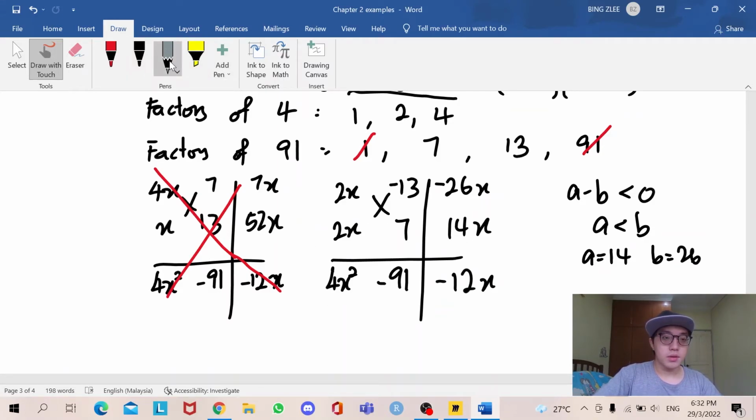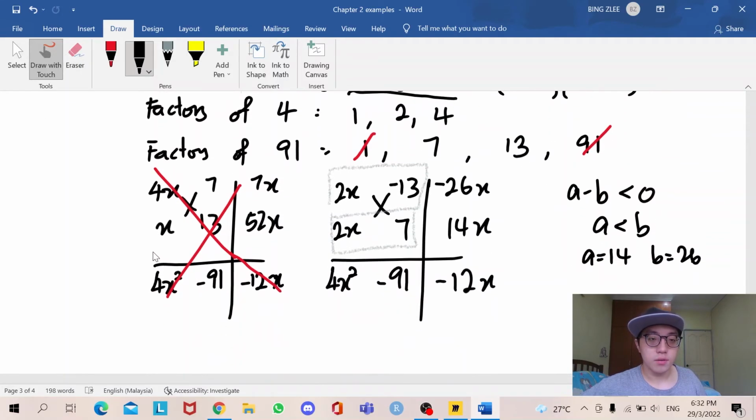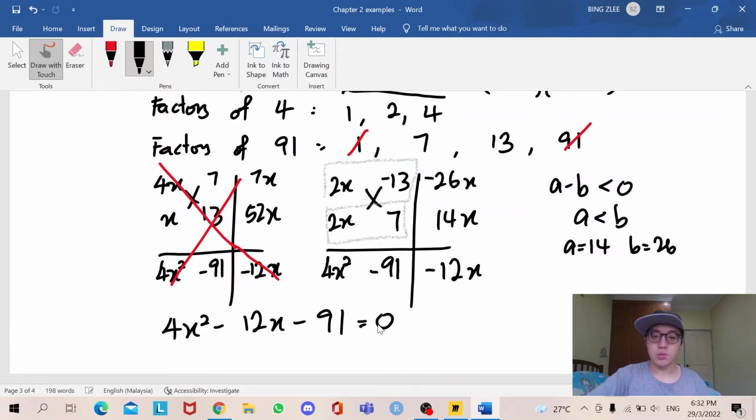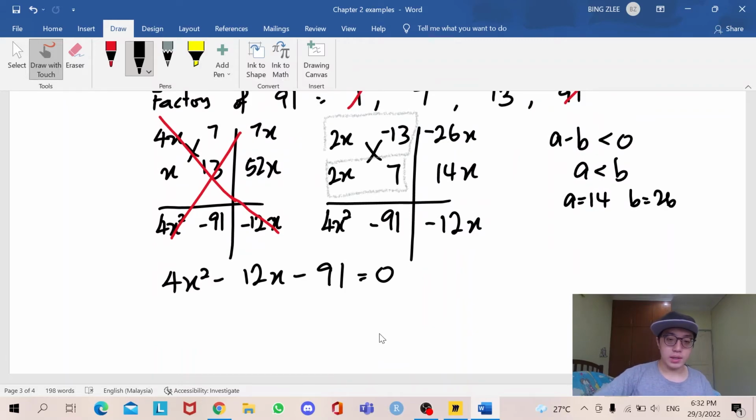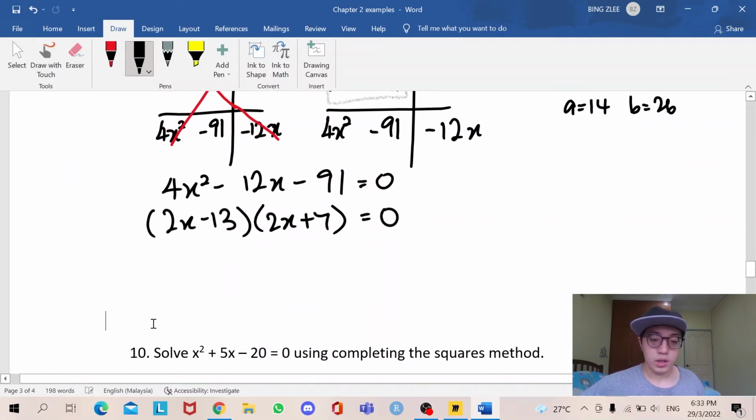So from here, we can conclude that the equation 4x squared minus 12x minus 91 equals 0, by factorization, we can get that 2x minus 13 and 2x plus 7 is equal to 0. So until here, now we're going to solve for x.